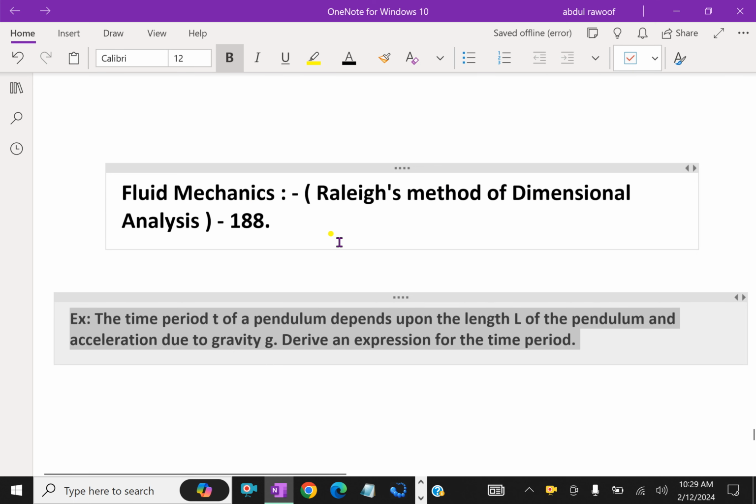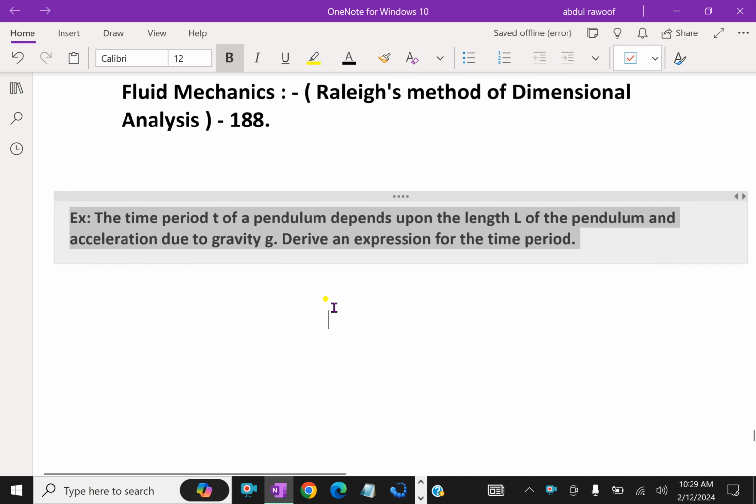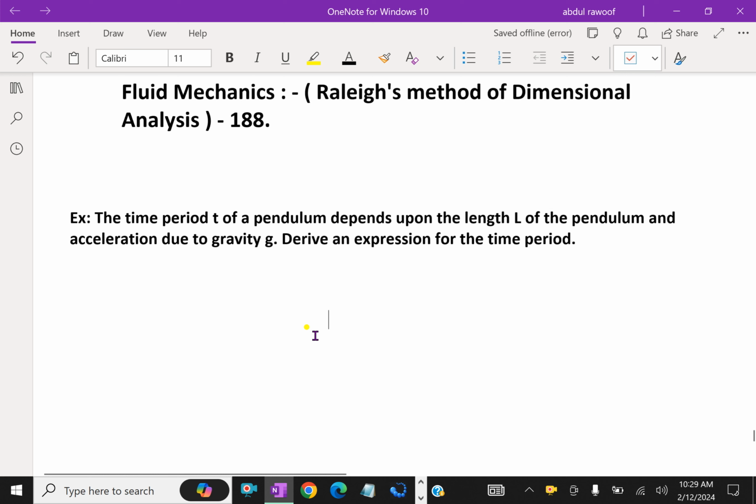Some example problems. Before that, what is Rayleigh's method? This method is used for determining the expression for a variable which depends upon a maximum of 3 or 4 variables only. If the number of independent variables becomes more than 4, then it is very difficult to find the expression for the dependent variable.